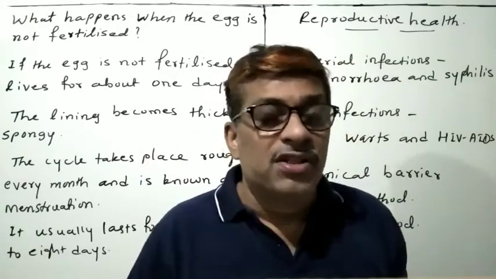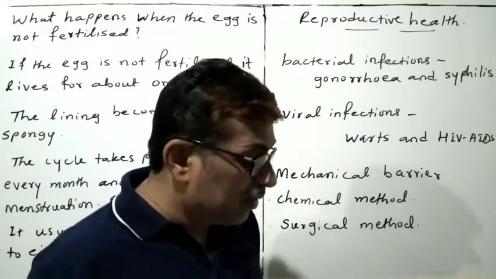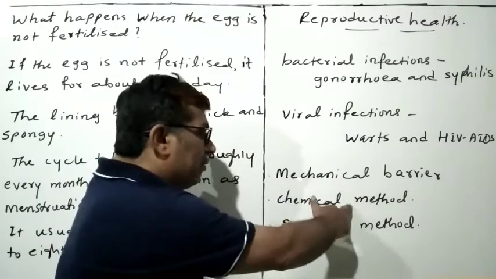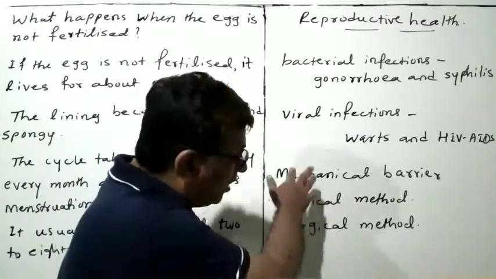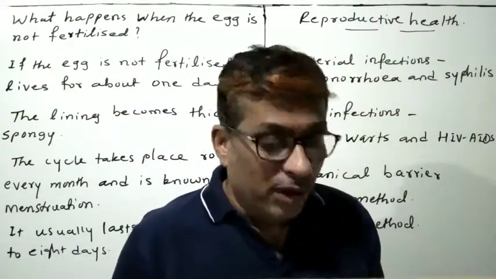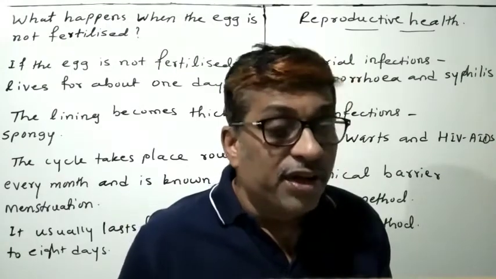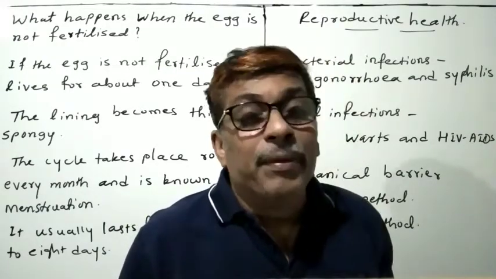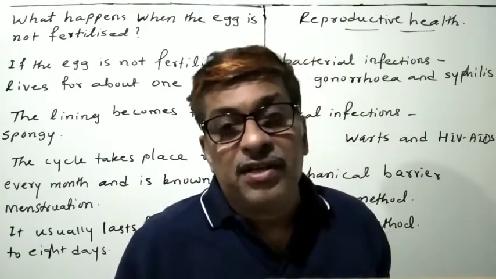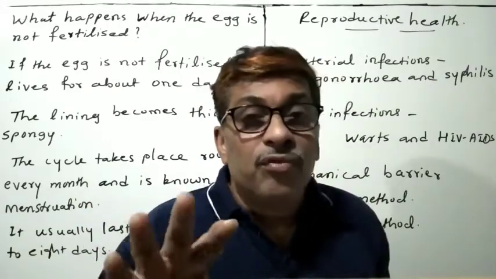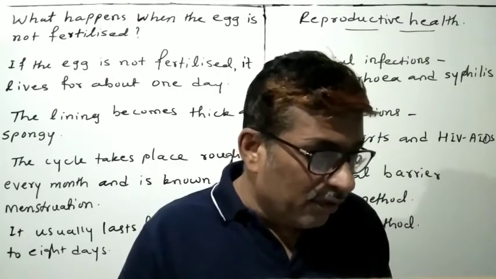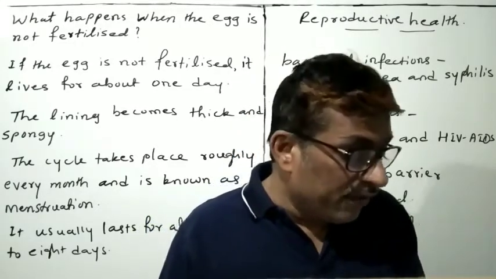The contraceptive methods are used. These methods are namely the mechanical barrier, chemical method, and surgical method. So these three methods are given. The mechanical barrier you have learned. One category of contraception is the mechanical barrier, where the sperm does not reach the egg. Here, condoms are worn on the male, or similar coverings are used on the vagina.